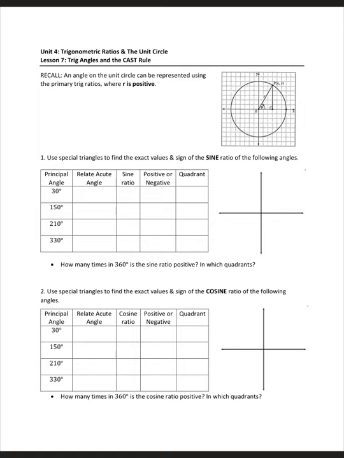So recall that an angle on the unit circle can be represented using the primary trig ratios. We talked about this yesterday, where the legs of our triangle are x and y, and then we could say that the sine of theta is our opposite side, which is y, over our hypotenuse r. Cosine of theta would be our adjacent side, which is x, over our hypotenuse r, and tangent of theta is our opposite side, which is y, over our adjacent side, which is x.